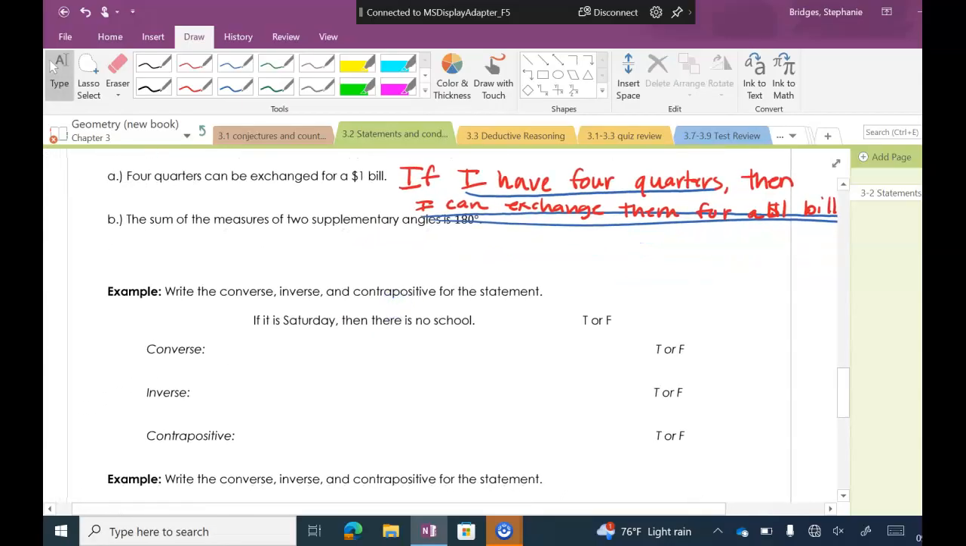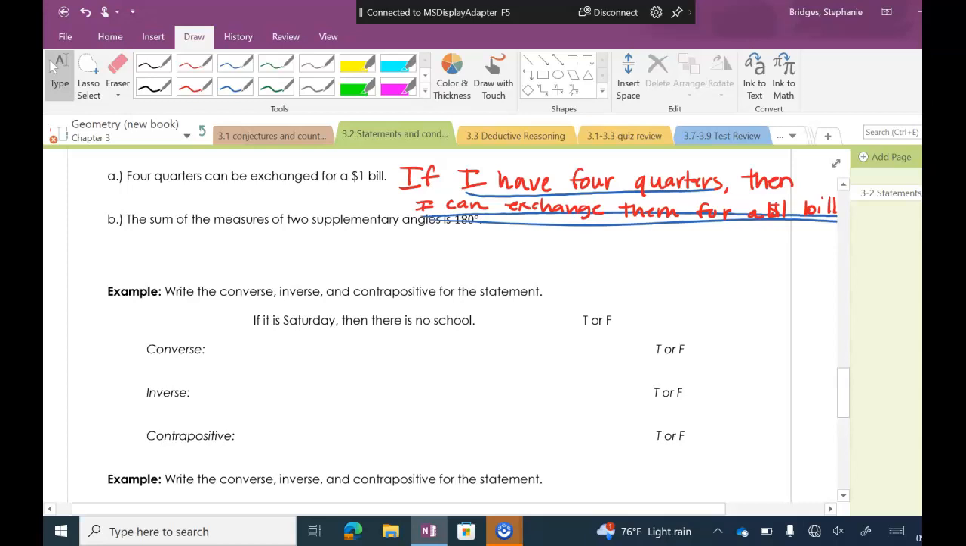Now the next one says the sum of the measures of 2 supplementary angles is 180 degrees. This is one where it would make more sense if we think about it a little bit backwards. What does it say about the angles that they have to be? Supplementary, right? And if they are supplementary, then they will have a sum of 180, right? Okay. So technically, you could do it 2 different ways.